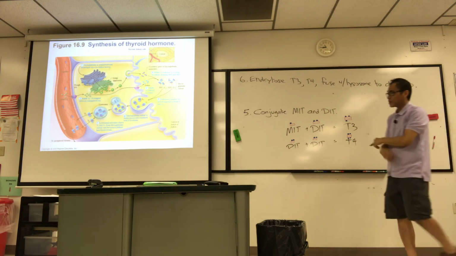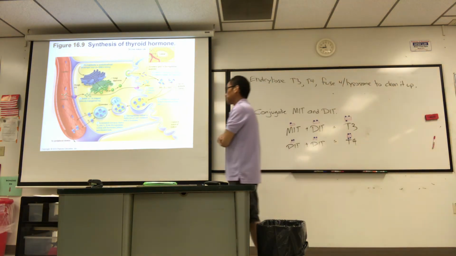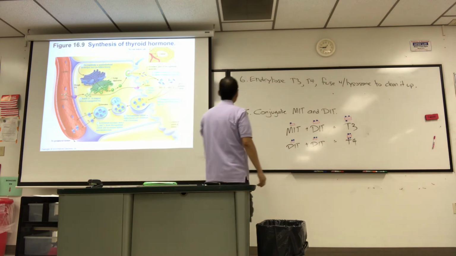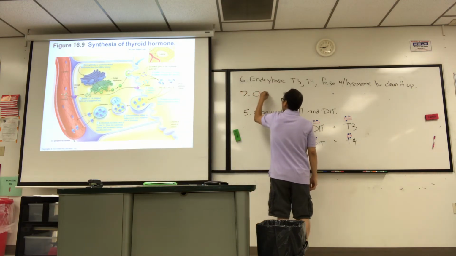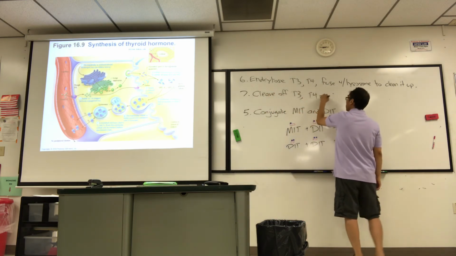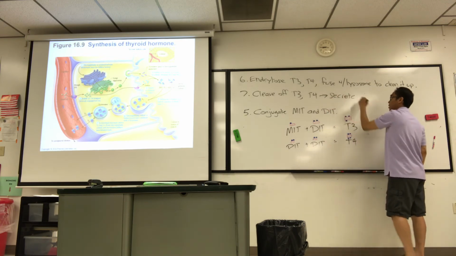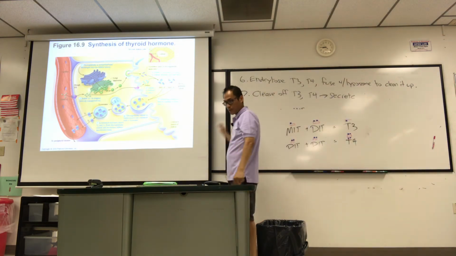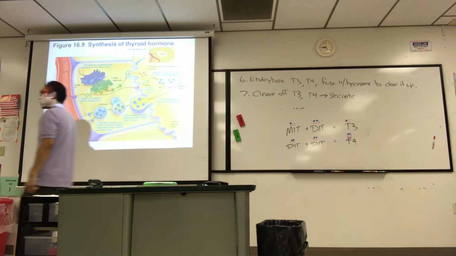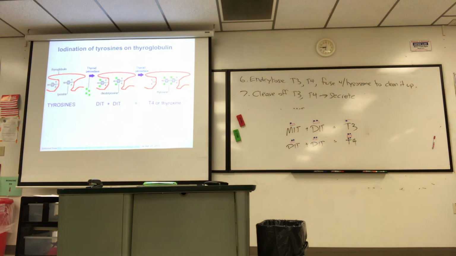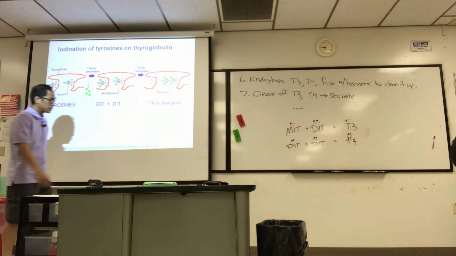Now you're ready for excretion. That's step 7. Lysosomal enzymes cleave T3 and T4 from thyroglobulin, and you just secrete it into the bloodstream. Cleave off. T3, T4, secrete. Okay. What I don't like is they don't really show you the whole thing ever. So I included a slide that shows you the T3, T4 on the thyroglobulin.